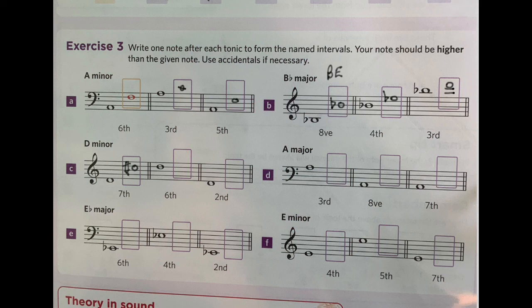Okay? They're asking for D, and they say it has to be higher, so we'll do our ledger line. Okay, D, E, F, G, A, B is what they need. And this top line is F, A, and above A is B. It's minor, and so the B flat is going to be in the key signature. D, E is the second.